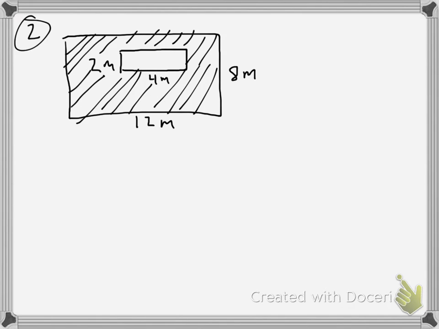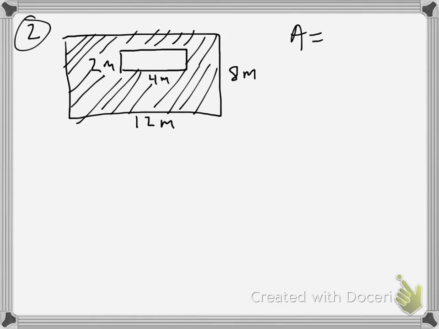In this problem, I'm going to say, what is the area of the shaded portion? So we have this whole rectangle, but there's another rectangle on the inside of it that's not shaded in. So we want to know just the area of the shaded portion. We're going to begin by figuring out what's the area of the whole thing.